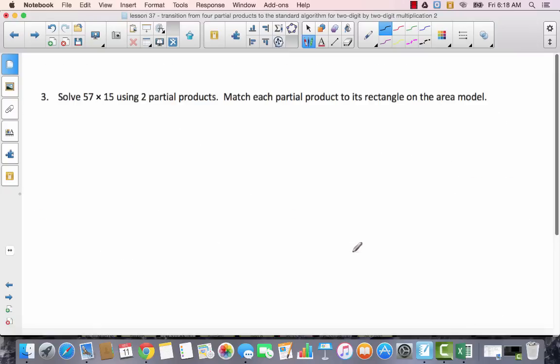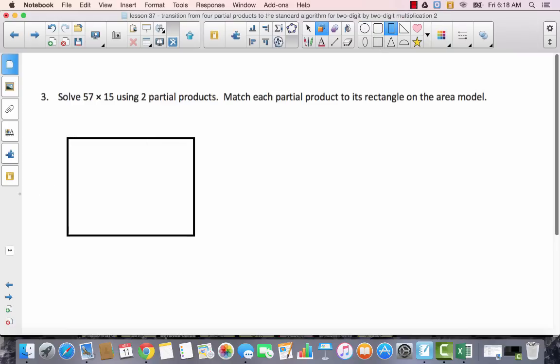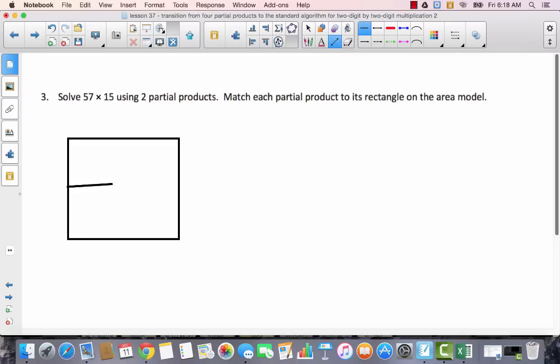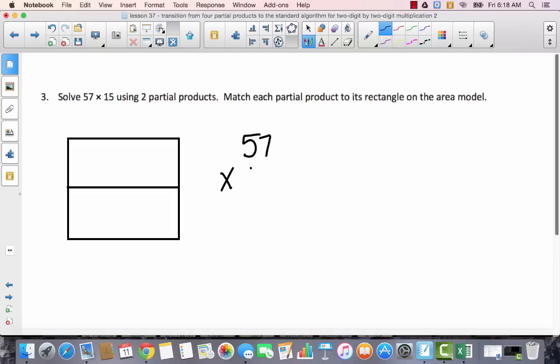All right, now it says solve 57 by 15 using 2 partial products. Match each partial product to its rectangle on the area model. So we're going to draw an area model. So I'm going to go ahead and get me a rectangle going. And remember, we're only using 2 partial products. So my rectangle is not going to have 4 parts. It's only going to have 2. Okay, so if I'm doing 57 times 15, the number on top stays whole. So I'm going to put 57. And then I'm going to take 15 and I'm going to divide it into expanded form.